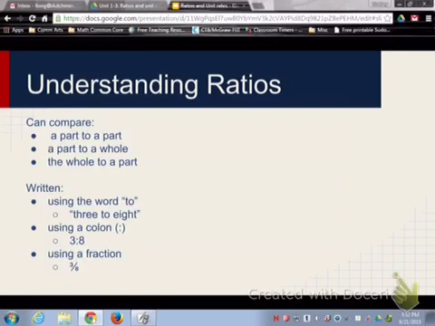There are three different ways that we can write a ratio. One of them is to use the word "to." So we would say 3 to 8 using our words. The next one is using a colon, and you would put 3 colon 8, and you say that the same as the first way, 3 to 8. And then the third and final way is using a fraction, and you would write it 3/8 with the fraction line, and you would still say 3 to 8.